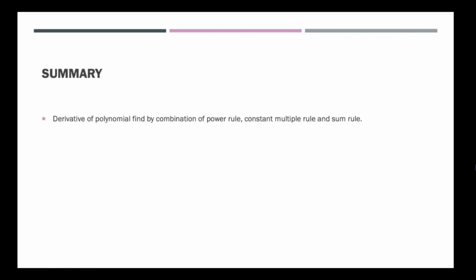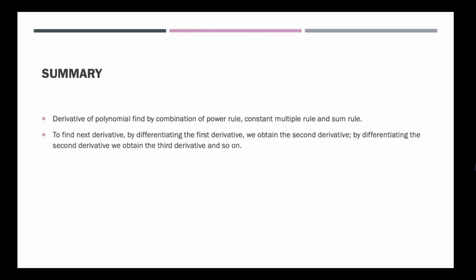Summary. The derivative of a polynomial is found by a combination of the power rule, constant multiple rule, and sum rule. To find the next derivative, by differentiating the first derivative, we obtain the second derivative. By differentiating the second derivative, we obtain the third derivative, and so on.